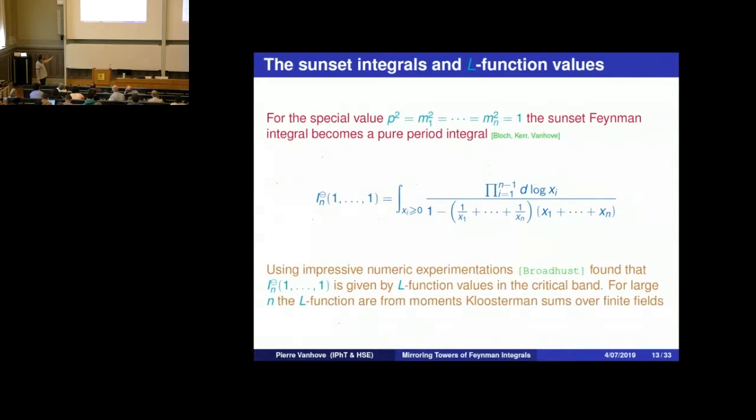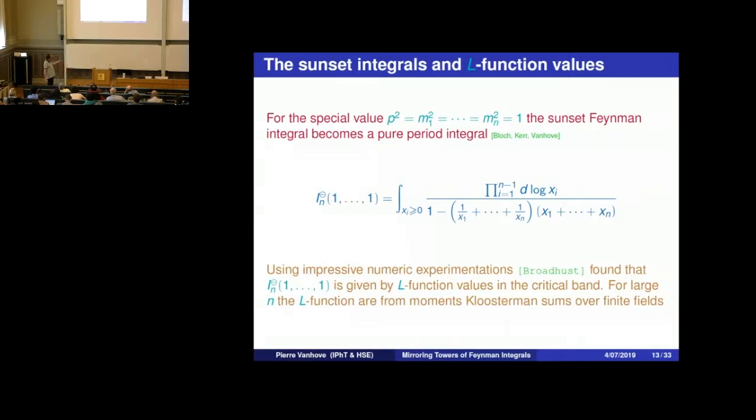And why do you want to look at this? Well, because for these specific values, this is a number. Broadhurst, for many years, and he's still doing it, started many years ago doing numerics and identified that this value of the Feynman integrals is given by L-value functions evaluated in the critical band. And these L-value functions, from 9 loops, if I remember well, are expressed from moments of Kloosterman sums over finite fields.